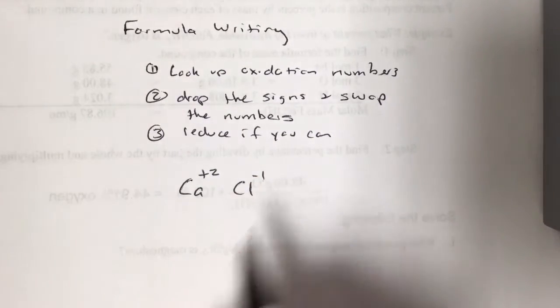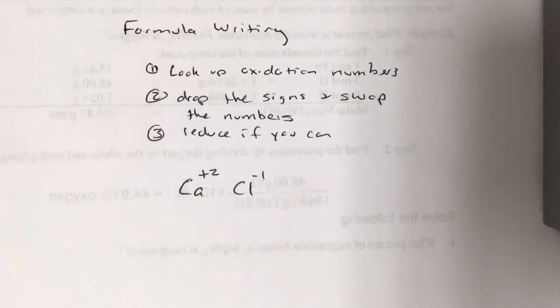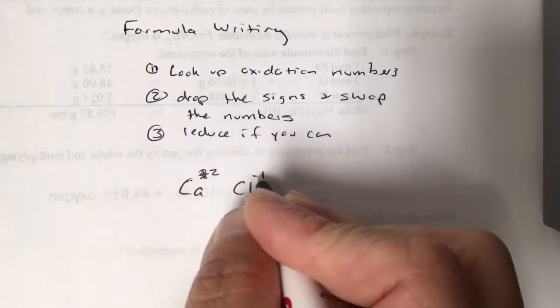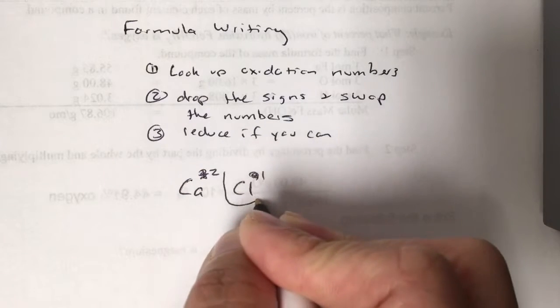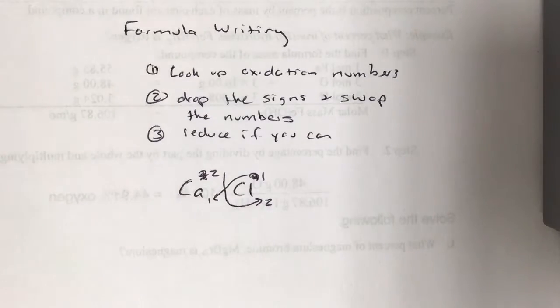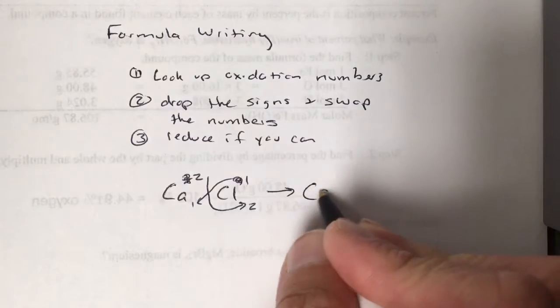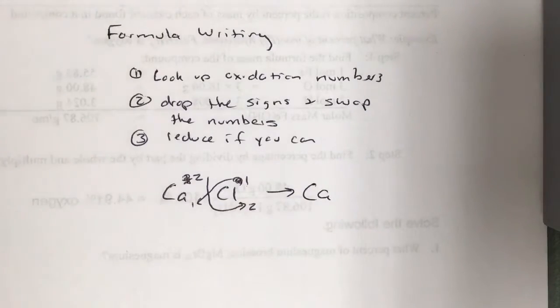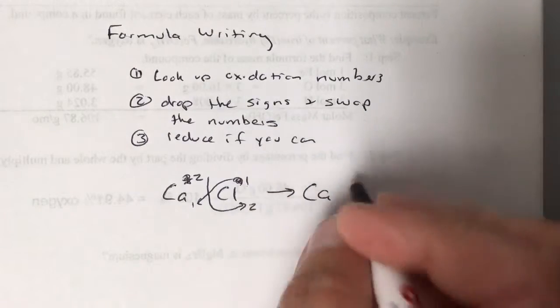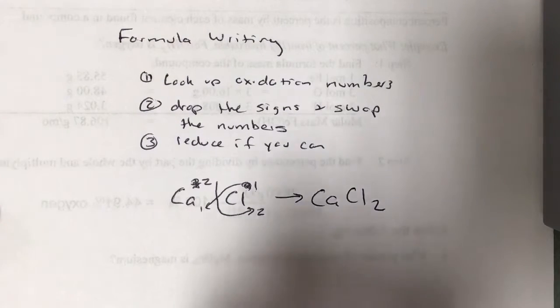So we've got a positive and negative, and that's what we need. Our positive one is first. We can go ahead and drop these signs and swap these numbers. So the 2 comes over here, the 1 goes over there. Now we write the formula, and the positive one goes first, and we don't write down the number 1, and then our negative, Cl2. CaCl2 would be the formula.